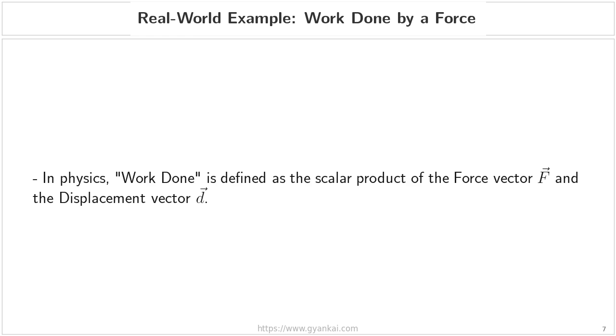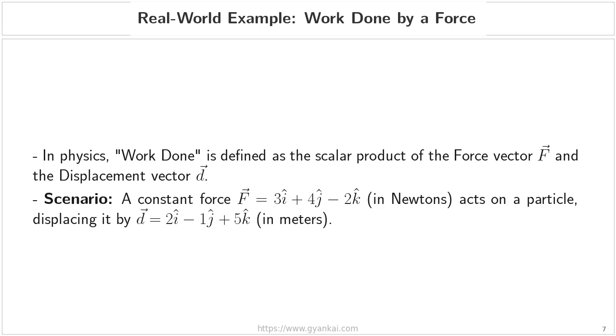Real-world example, work done by a force. Now that we have mastered the algebraic formula for the scalar product, let's see how this concept is applied in a real-world context. In the world of physics, we often use the dot product to calculate something called work done. By definition, work done is the scalar product of a force vector, which we'll call F, and a displacement vector, which we'll call D. To make this concrete, let's look at a specific scenario.